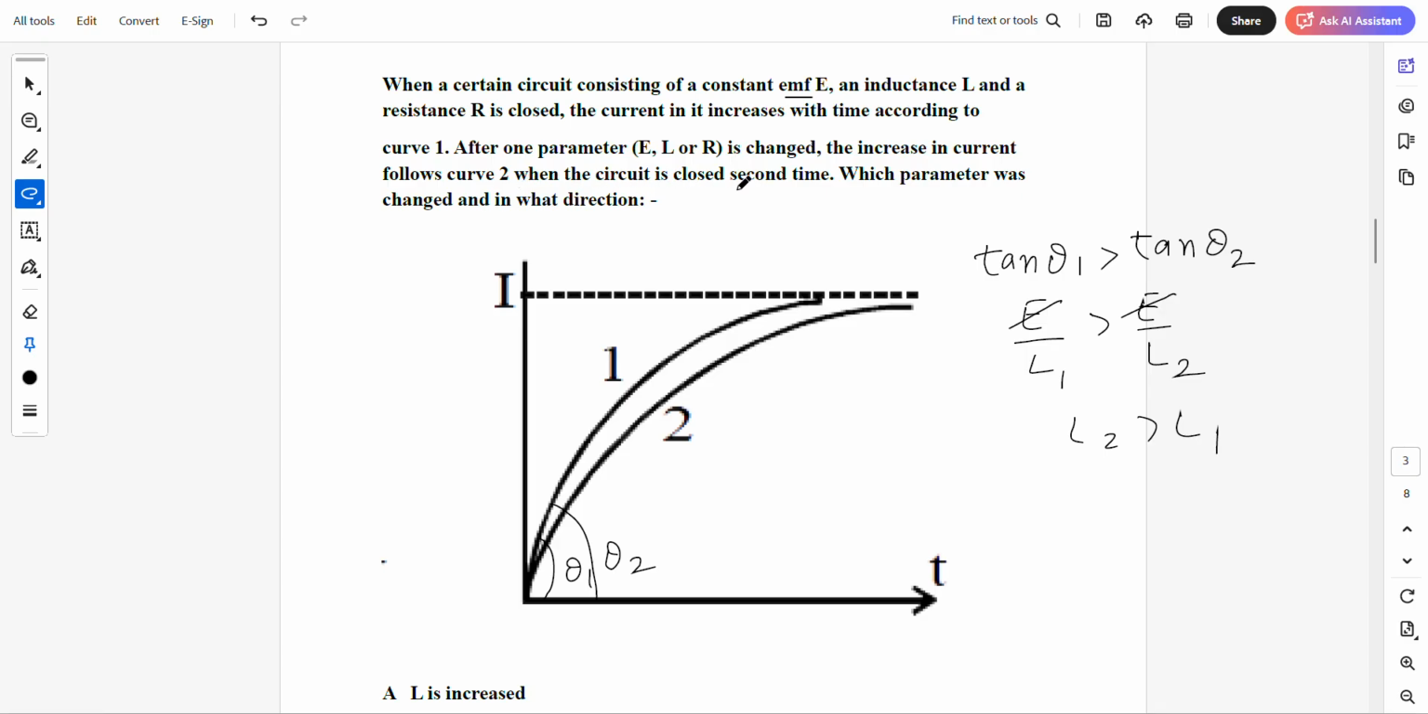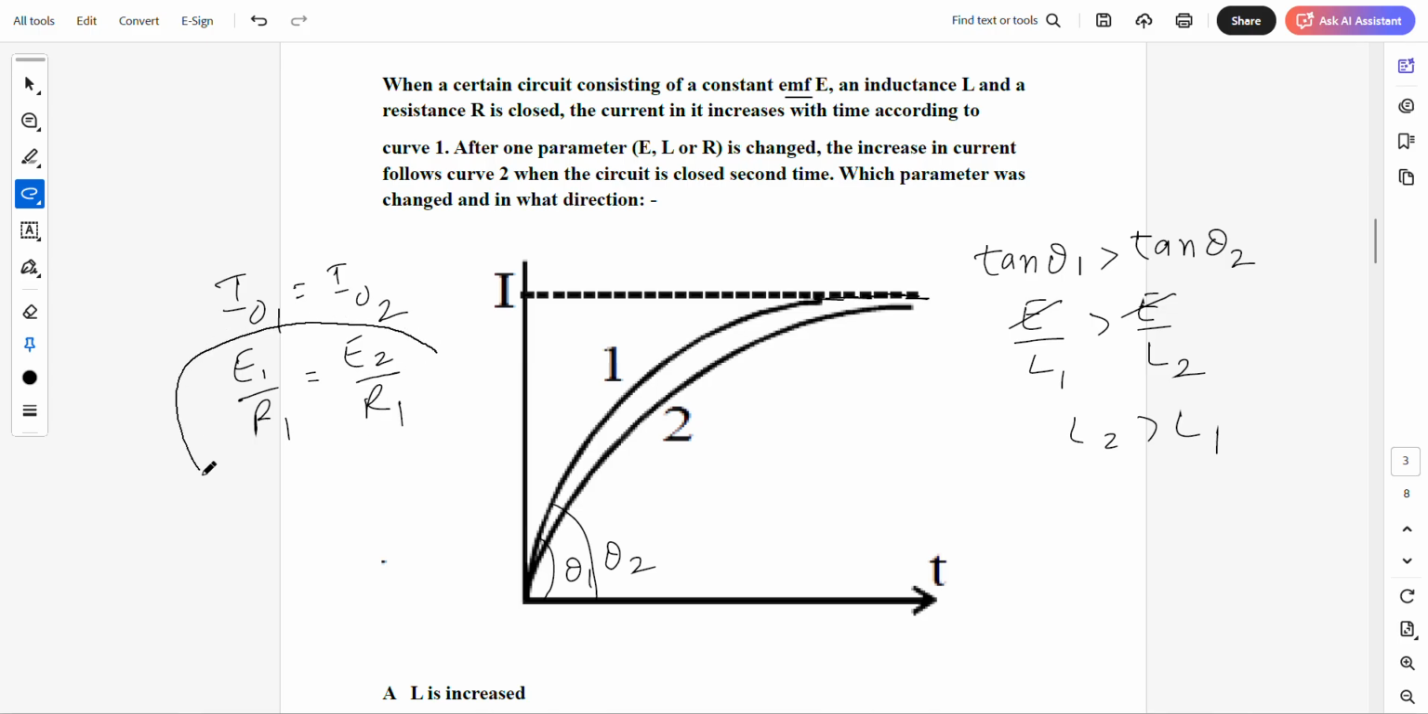Okay, which parameter was changed? See here, since the EMF is constant, see the current here. Current is same. I naught 1 is same as I naught 2. Understood? See. Okay, current is same here. What is I naught 1? E1 by R1, that is equal to E2 by R2.